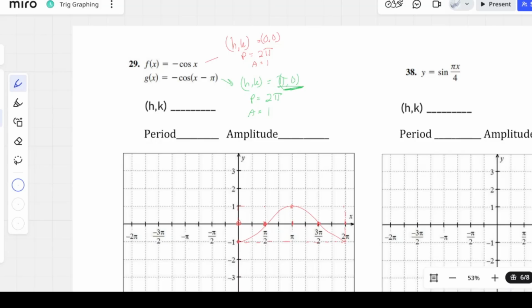Starting at pi, 0. And my period is 2 pi. It takes me off the thing. Up a period, down a period. Oops. Halves, quarters. And it's upside down. Cosine starts low, middle, high, middle, low.